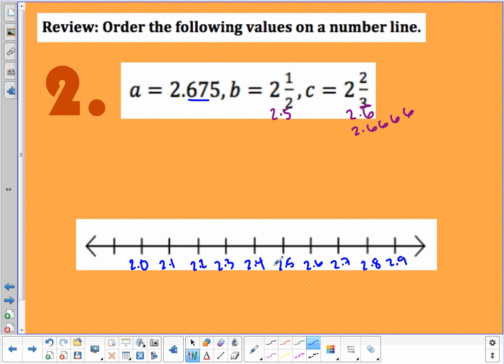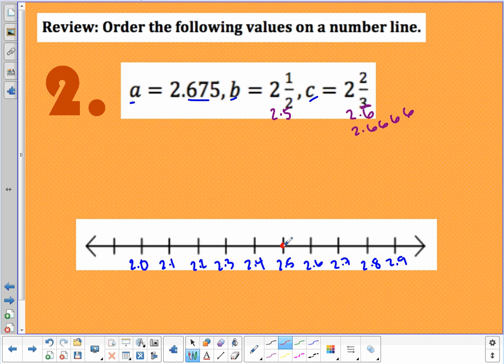Now you could even space these out more, because all three of our numbers, our A, our B, and our C, are going to be between this 2.5 and this 2.7. So we really only needed this tiny little section. So you could have spaced them out even more if you wanted. But I think this will do. I think we'll be able to see.